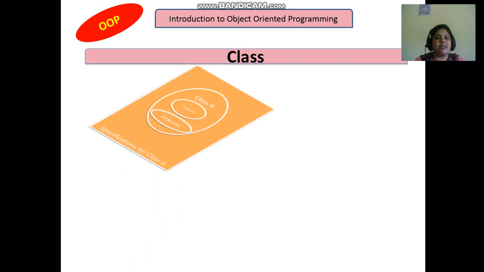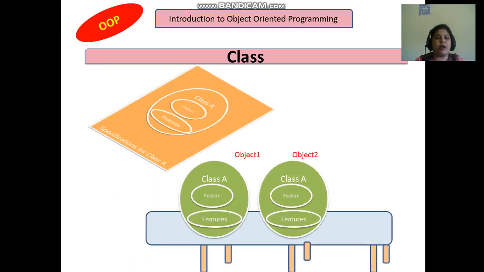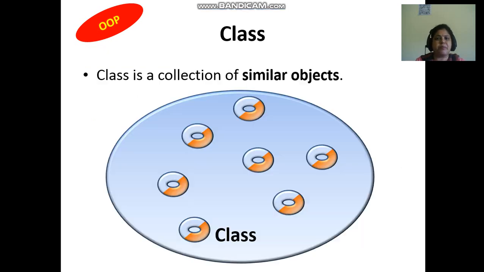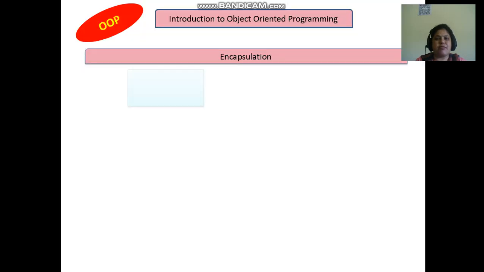Let us see here. Class has certain data and certain features, and when you combine object 1, object 2, object 3, they all belong to the same class, that is class A. They have functions which are either similar to class A or they can have their own particular data. So class is said to be a collection of similar objects as we have seen.